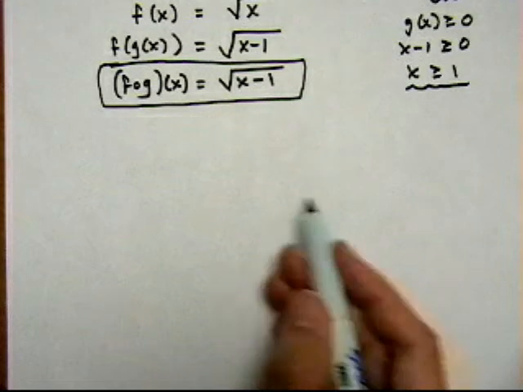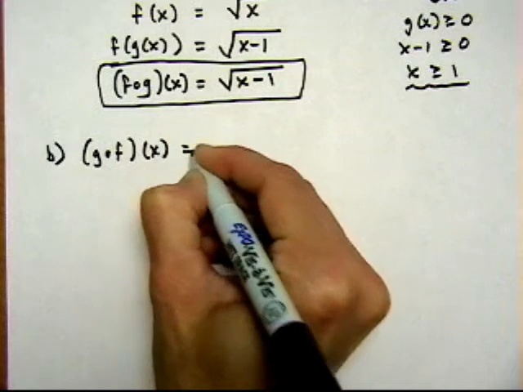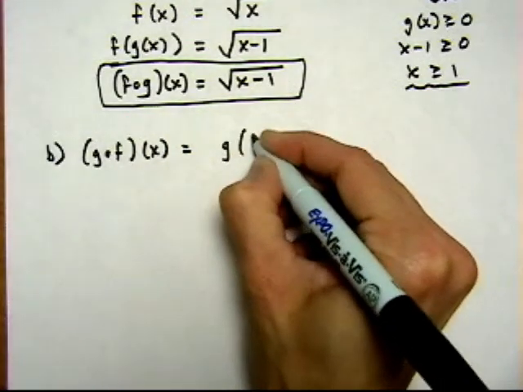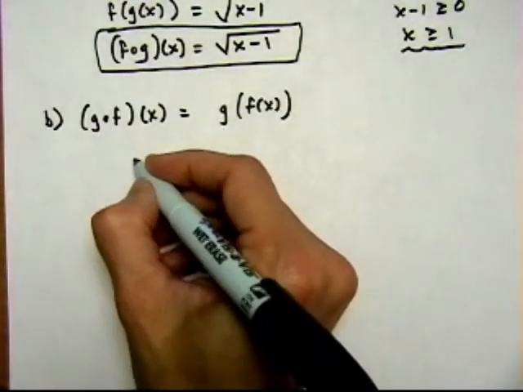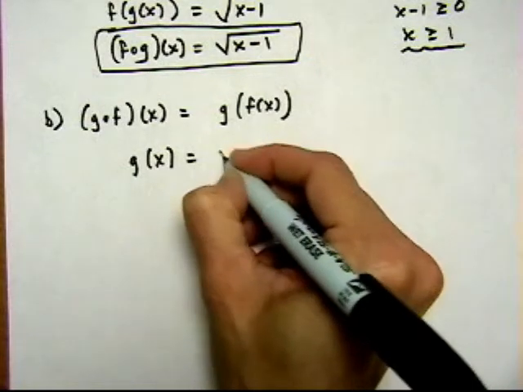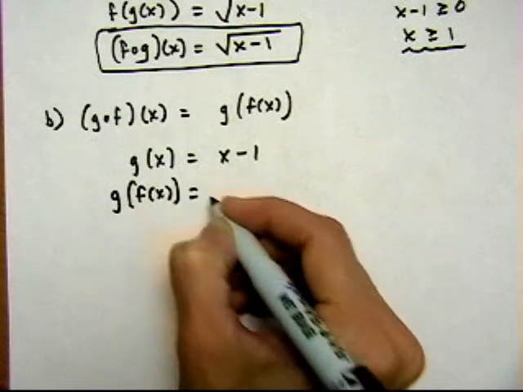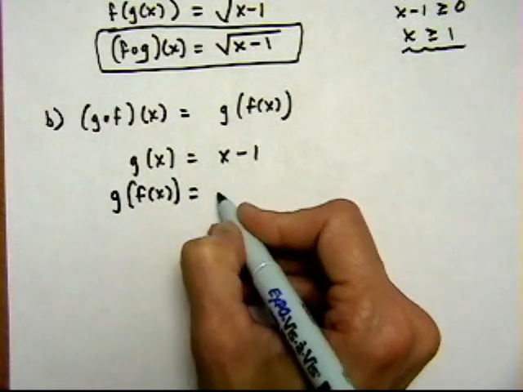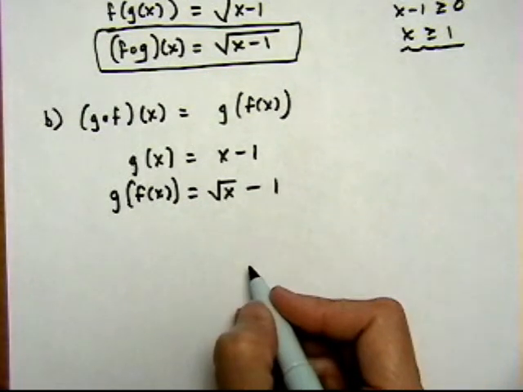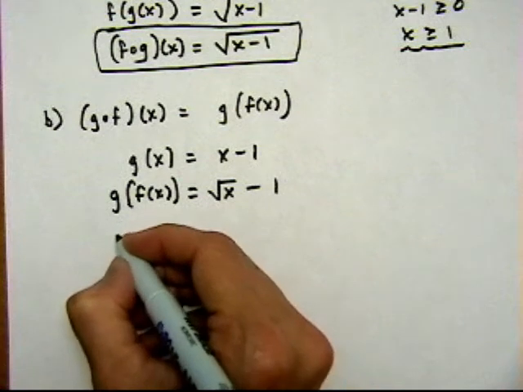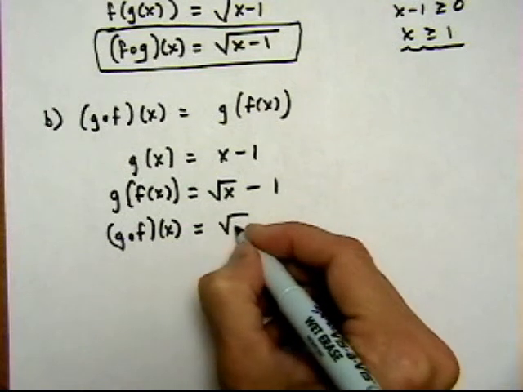In part B, we're finding g of f of x. And remember that means g of f of x, so we're using f as the input for g. That means we start with g. g of x is equal to x minus 1. We put f of x in as the input, so everywhere you see an x, put f of x instead. f of x is root x, then bring down the minus 1, and that would be it. There's no simplifying, so that's just another way of writing g of f of x. And there's our composite function, root x minus 1.